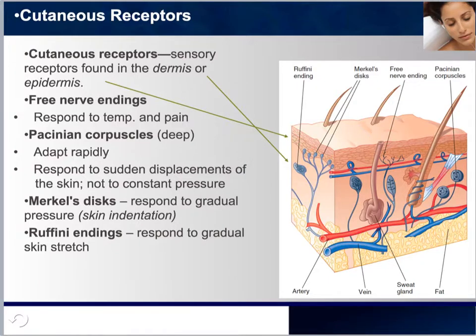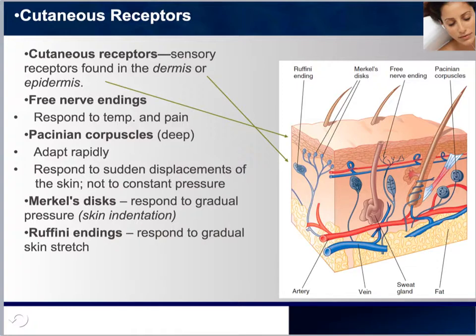Here we're going to look at a few of the cutaneous receptors, and the first one we'll look at is the free nerve endings, which respond to temperature and pain. You can see that these are located closer to the surface, and they look like dendrites as they have branch-like things that would respond again to temperature changes and pain.